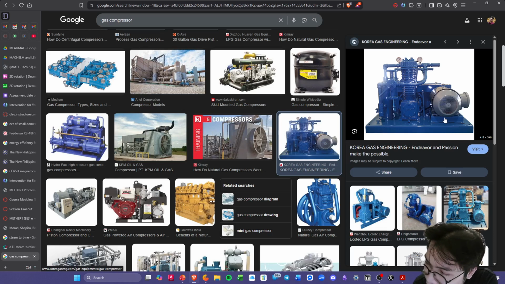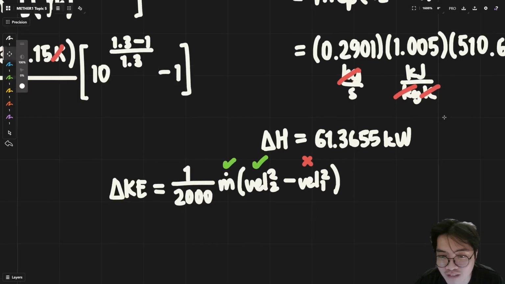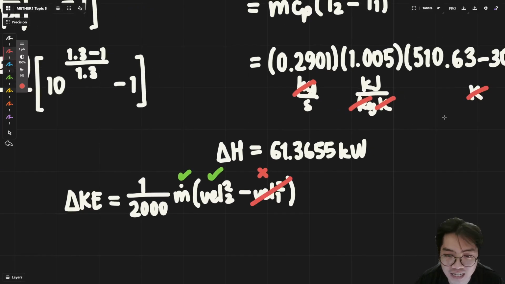What do you call that again? That is your kulob. What I'm saying in here is that this compressor takes in ambient, slow air. What I mean to say is that your vel 1 is negligible. I understand it's not zero, but in this case it is negligible because it is so slow compared to your velocity at state 2.